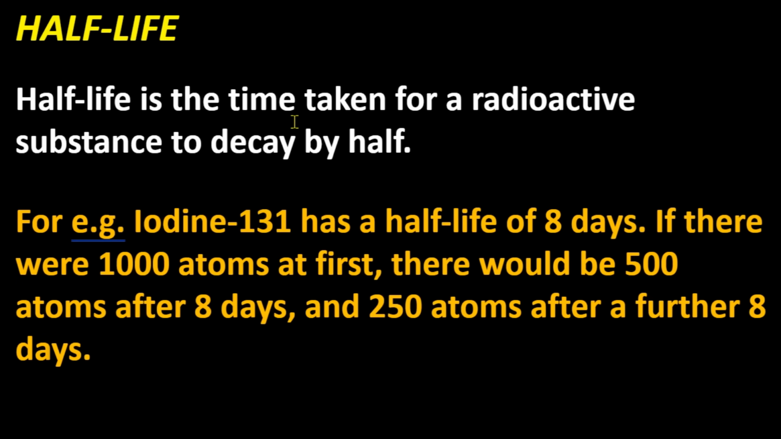Half-life is the time taken for a radioactive substance to decay by half. So for example, if we have iodine-131, which is an unstable isotope, this has a half-life of 8 days. So if there were 1,000 atoms of iodine-131, after 8 days there would only be 500 atoms, half the amount. And after another 8 days there would be only 250 atoms, which would be half of 500. So every 8 days the isotope decays by half.